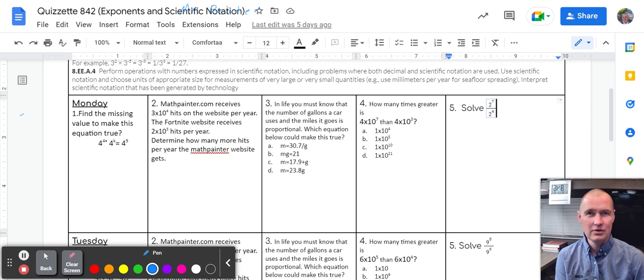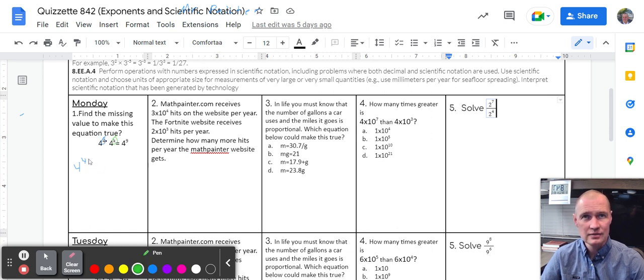All right, here we go. Number 1. Find the missing value to make this equation true. Whenever you're multiplying exponents with the same base, and by the way, the base in this case is the 4s, you're going to actually add the exponents. So what this looks like is something like this. You have 4 to the 4th, times 4 to the k, which means 4 plus k equals the last part, 9.